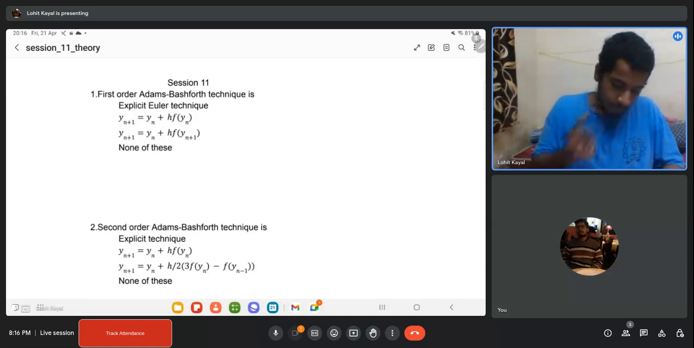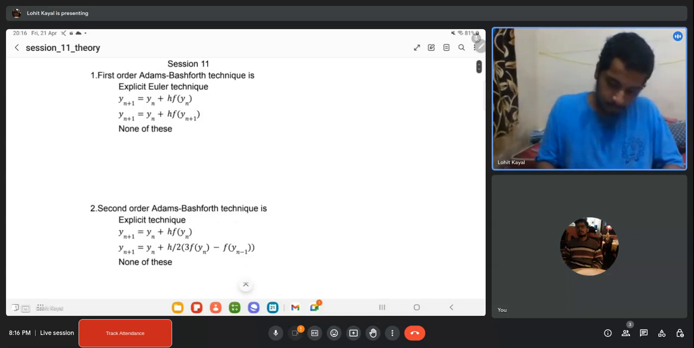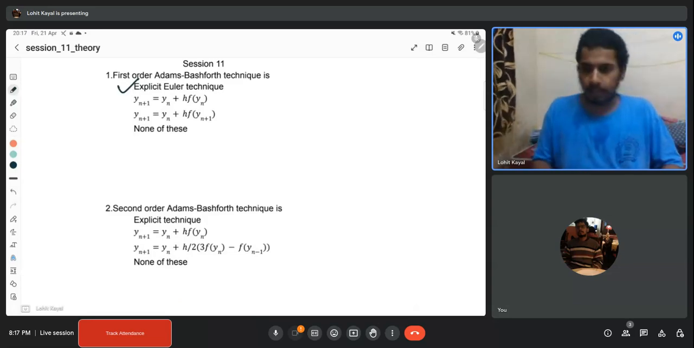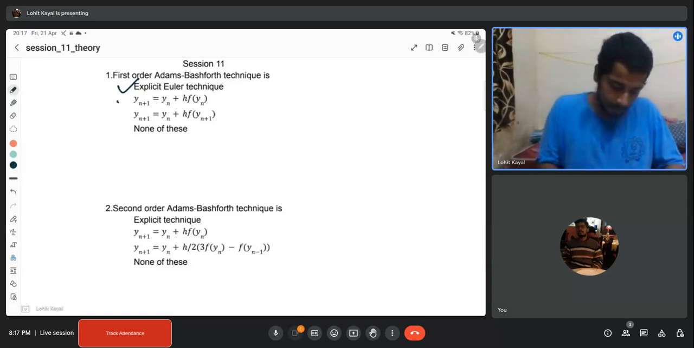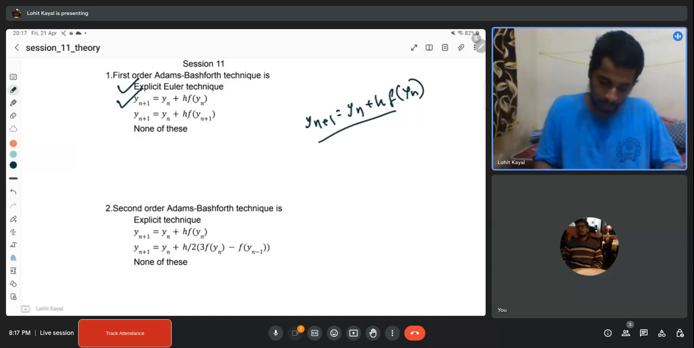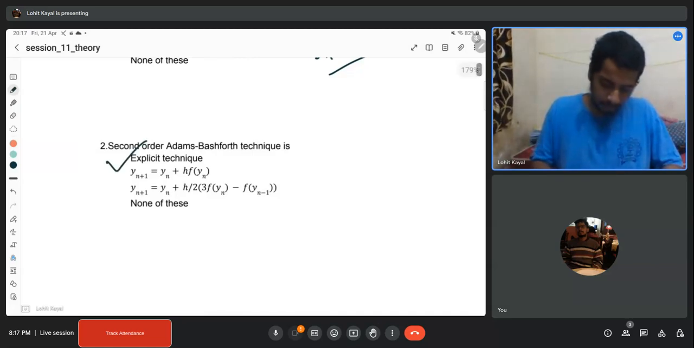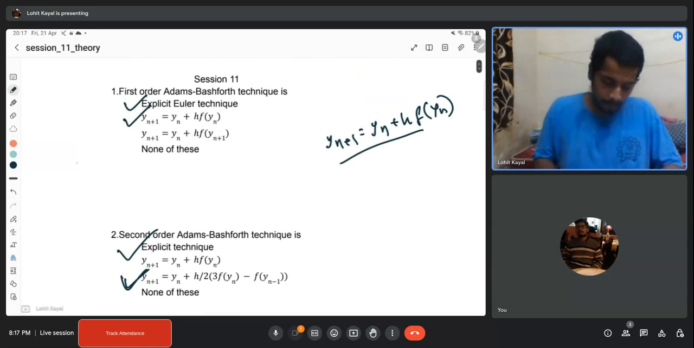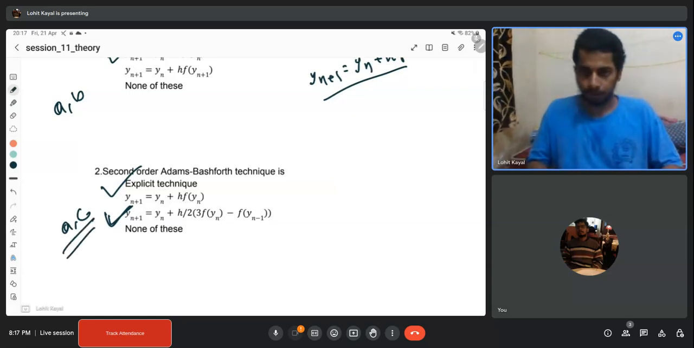So here this question says that for the first order Adams-Bashforth technique there are four options. This is an explicit Euler technique, because another name for Adams-Bashforth first order is exactly the explicit Euler technique, and this is the correct formula for it: yn plus one equals yn plus h of f yn. Now the second order Adams-Bashforth technique is also an explicit technique, and this is the correct formula for that. So here A and B are the correct options. Here A and C are the correct options.